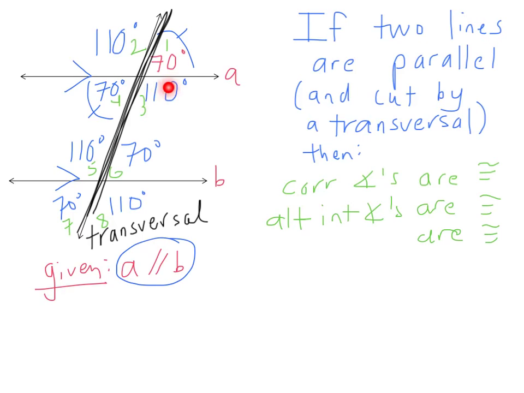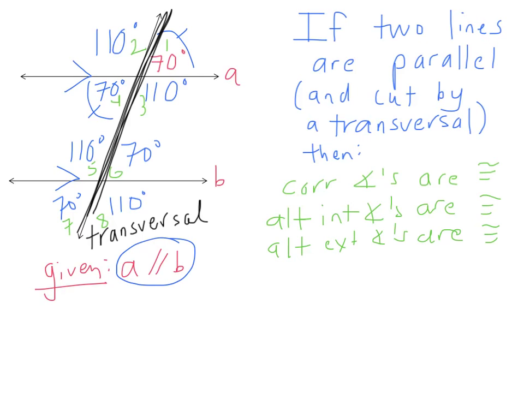So similarly, this 110 degree angle and that 110 degree angle, those are alternate interior angles because they're both on the inside, the interior of A and B, and they're on opposite sides of the transversal. So alternate interior angles are congruent. And now, last but not least, alternate exterior angles are congruent.